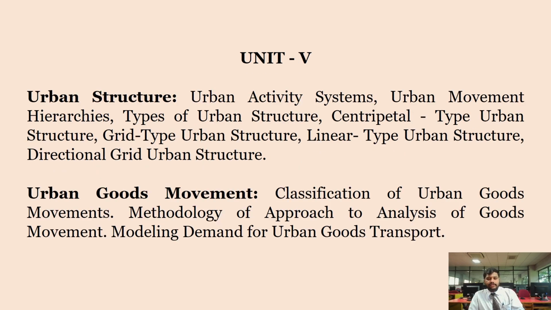Now coming to the last unit of this course, we have the urban structures, which mainly deals with the spatial arrangements and organizations of the different elements of the cities. We have different types of urban structures: centripetal, grid type, and linear type. For example, if you take the grid type, Chandigarh, a city near Delhi, is a grid type urban structure. Linear means the city grows in a single direction, a mono direction. So we'll be studying the different types of urban structures in this.